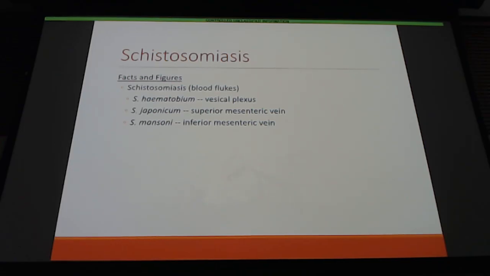And we said hematobium is usually in the vessels that drain the bladder, so it's connected to the bladder. Japonicum is associated with the splenic vein that forms the portal vein, and mansoni is blood draining from the large intestine that connects to the portal vein as well.